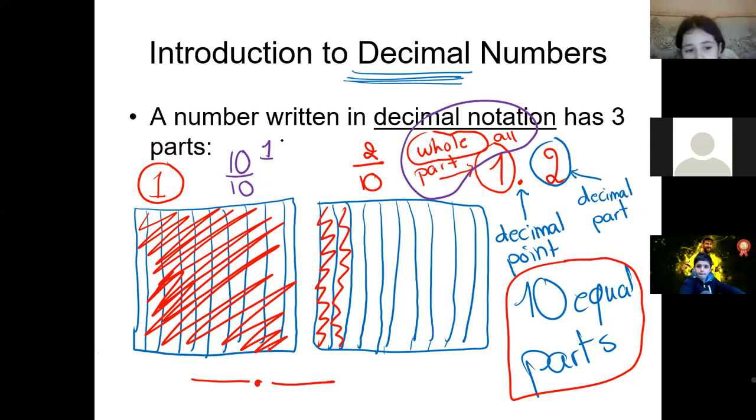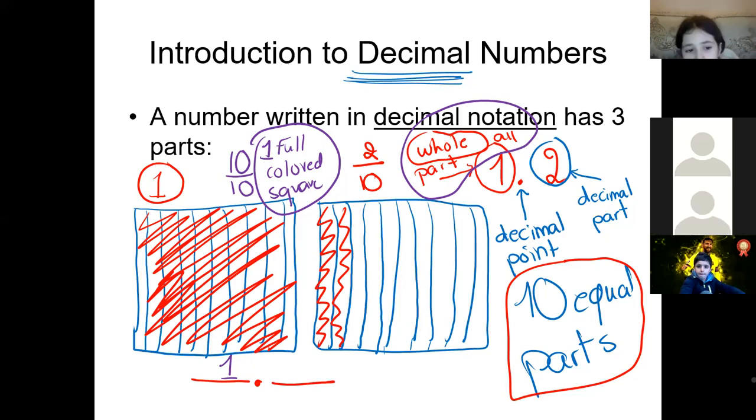So here we have one full colored square. Yes or no? Yes. So we have one full colored square. So the whole part is 1, because the whole part means how many squares are fully colored. Okay? Now for the second line, what do we put in the second line?